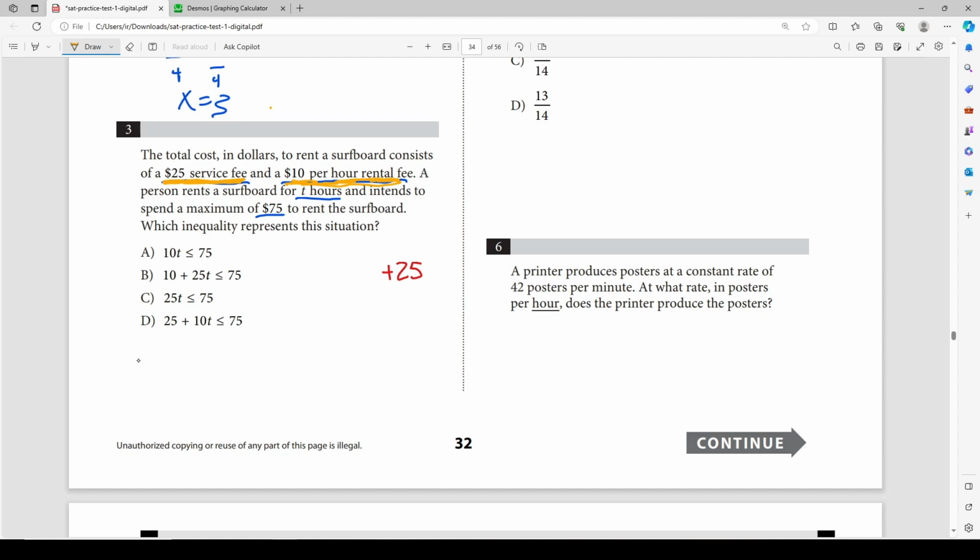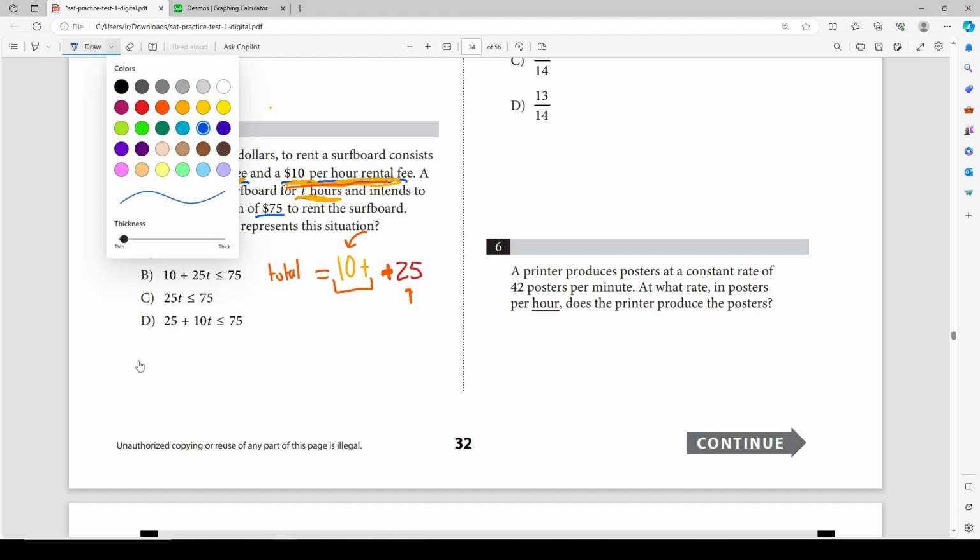And we know that he rents the surfboard for T hours. So to represent this, I can just write 10T plus, I'll put that in orange so it's easier to see, 25, and this is equal to my total, right? So here, it's $10 per hour to rent it, and T is our hours, right? So if I rent this for 2 hours, I have to pay $20. This is represented by this part. And then there's a $25 service fee, and this is your constant because it doesn't matter how long you surf for, there's always going to be a $25 service fee, right?